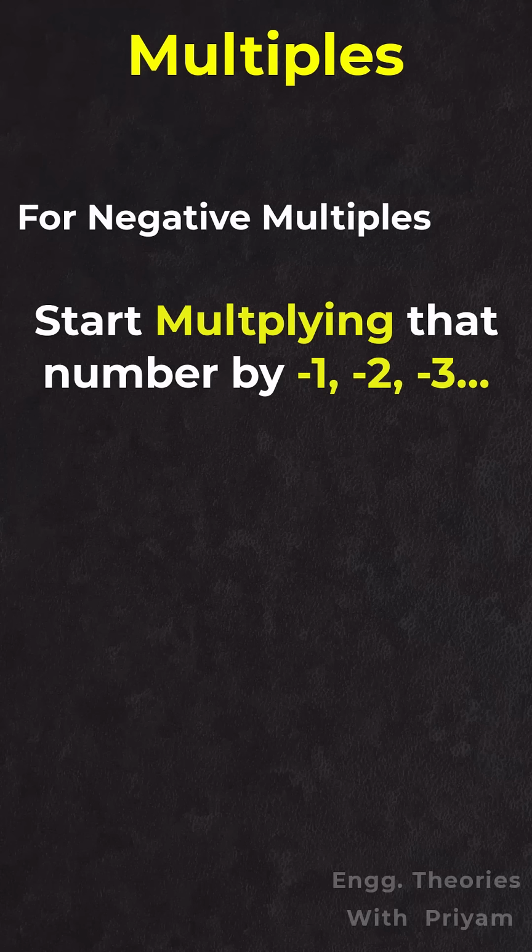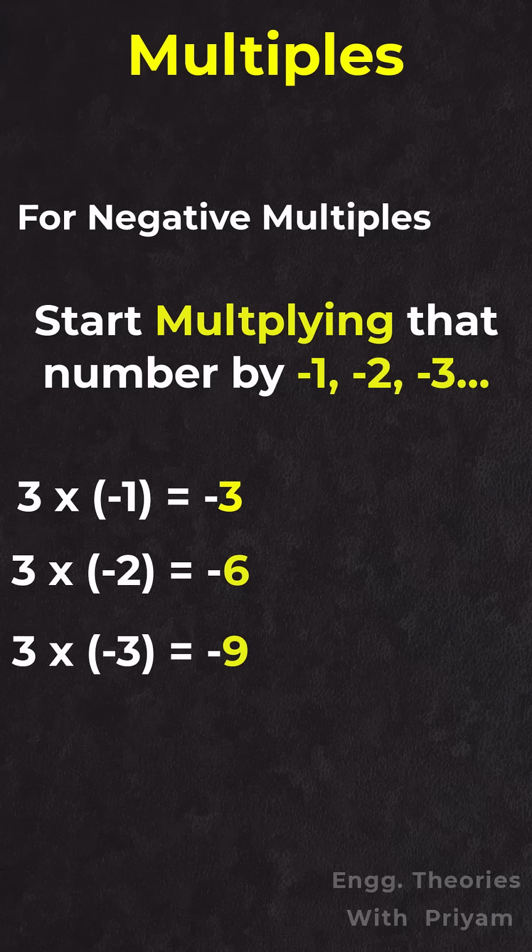For negative multiples, we need to multiply the number by negative integers, such as 3 times minus 1 is minus 3, 3 times minus 2 is minus 6, and 3 times minus 3 is minus 9. Thus, the multiples of 3 form an infinite list in both negative and positive form.